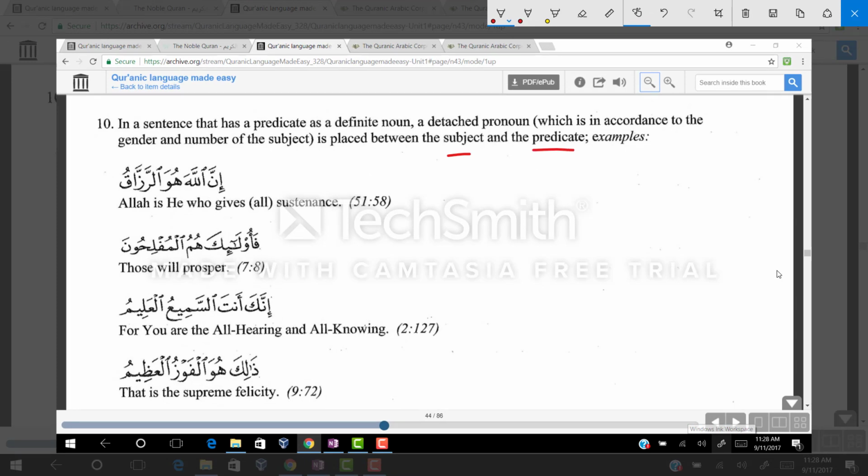So what they're saying, in the sentence that has a predicate, the khabar here, if it is a definite noun, if it is a marifa noun, what happens if the khabar is a marifa noun? Then a detached pronoun. What are the detached pronouns? Huwa, huma, hum, hiya, huma, hunna, anta, antuma, antum, anti, antuma, antunna, ana, nahnu. So which is in accordance to the gender and number of the subject. Subject is the mubtada here. So it is placed between the subject, the mubtada, and the khabar.